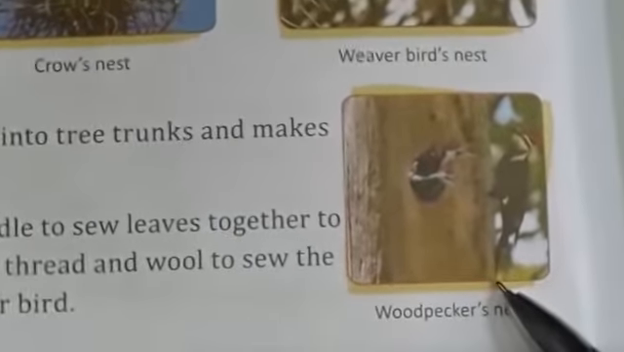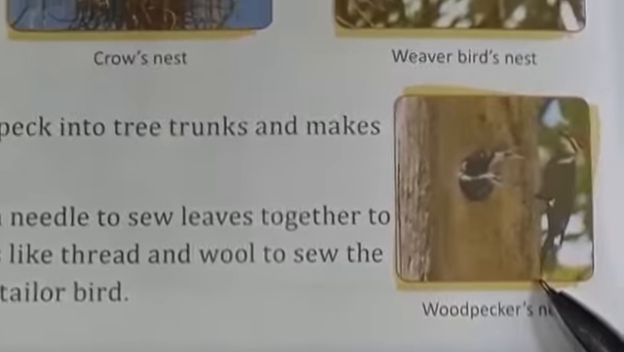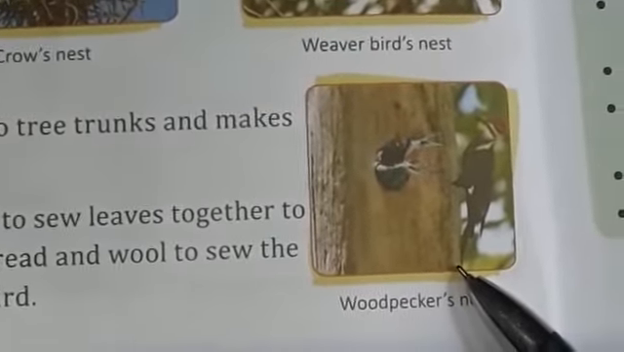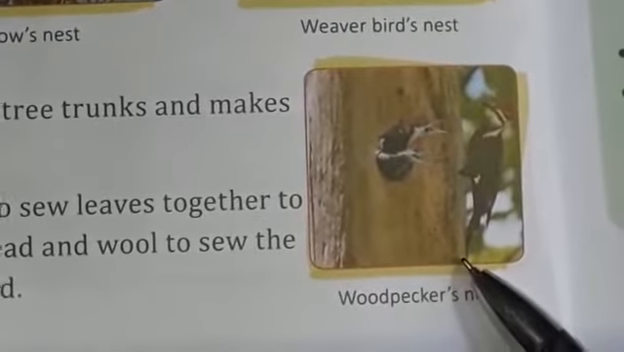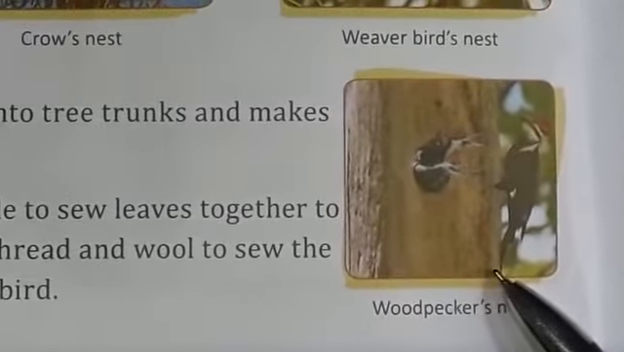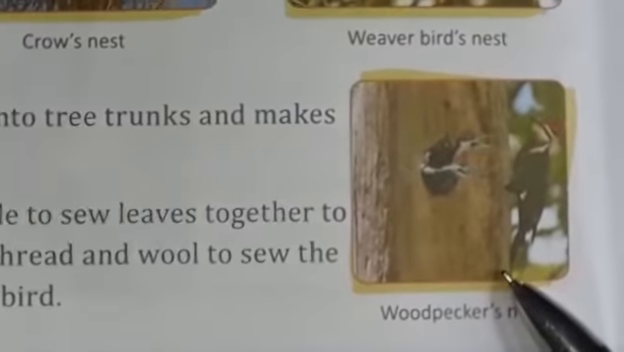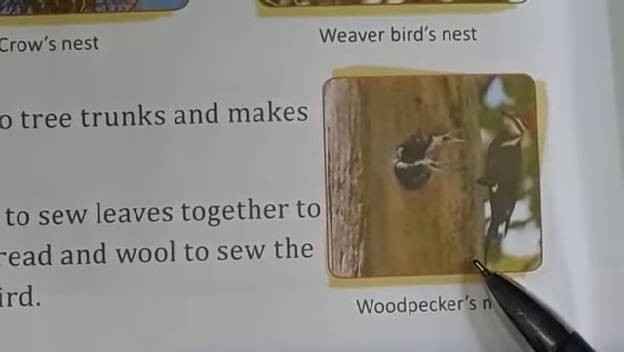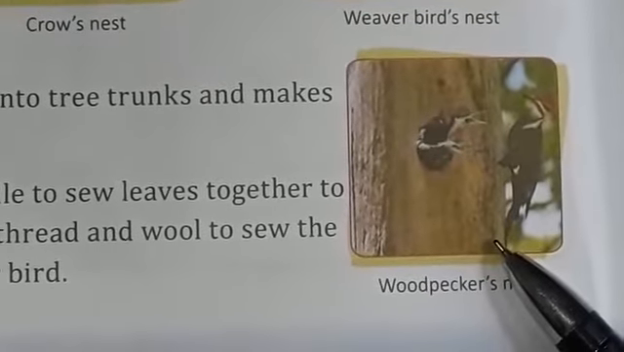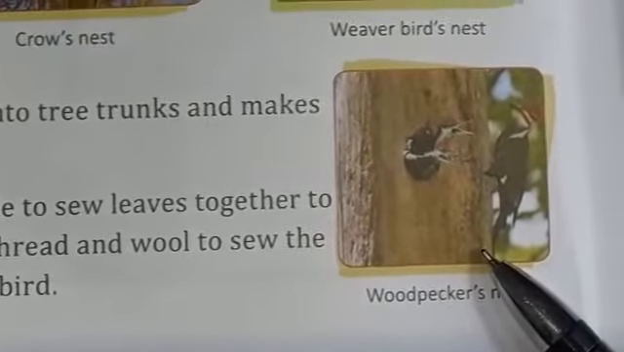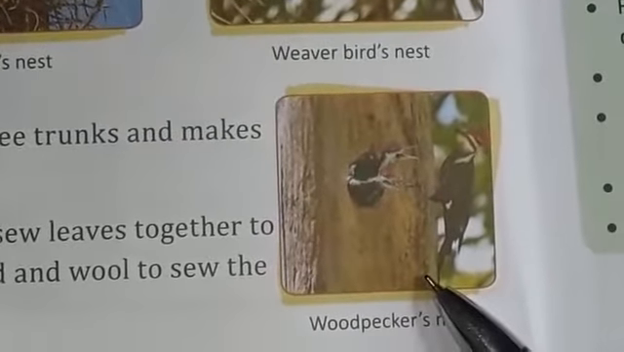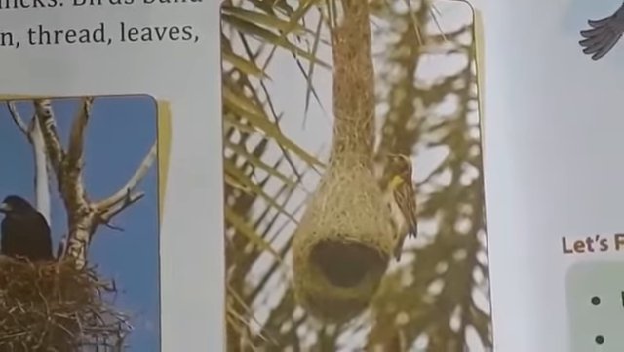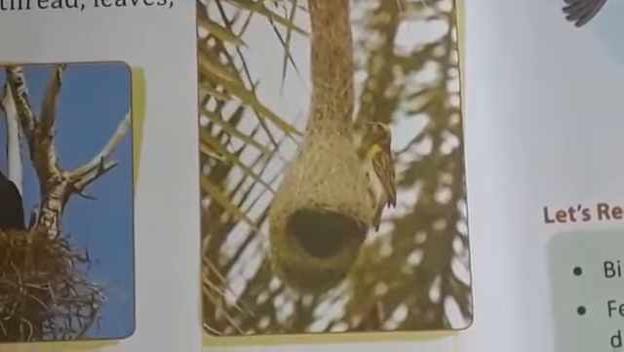The tailor bird uses its beak like a needle to sew leaves together to build a nest. It also uses materials like thread and wool to sew the leaves. This is why it is called the tailor bird. The weaver bird uses its beak to weave pieces of leaves, grass, or twigs to build a beautiful nest.